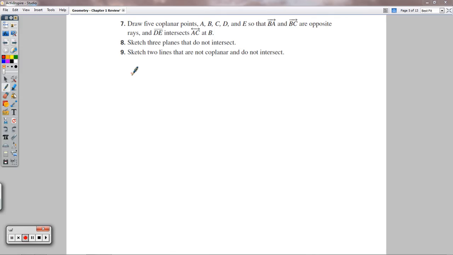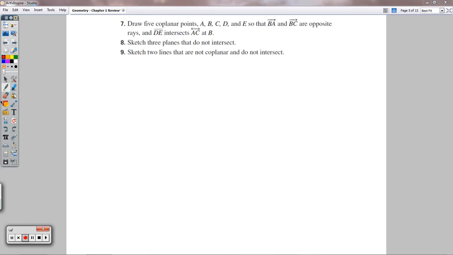And so let's check out questions 7 through 9 now. For 7, it says draw 5 coplanar points, A, B, C, D, and E, so that ray BA and ray BC are opposite rays, and segment DE intersects line AC at B. So don't try to think of that all at once. Let's just do these things one thing at a time.